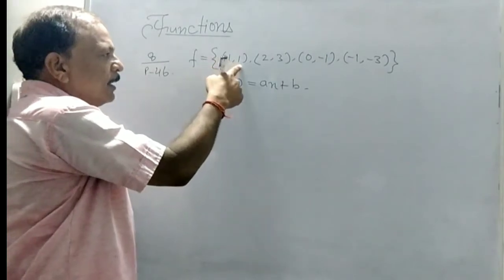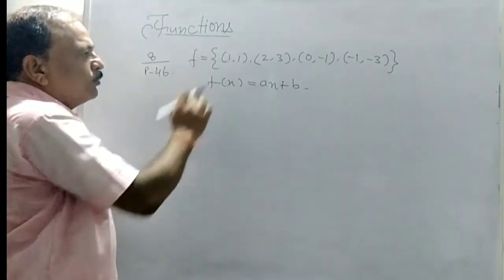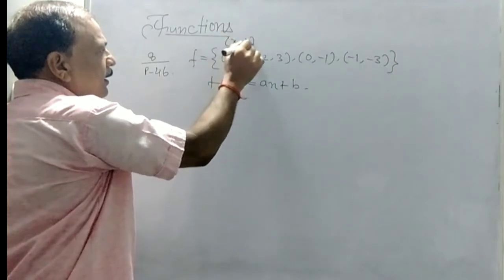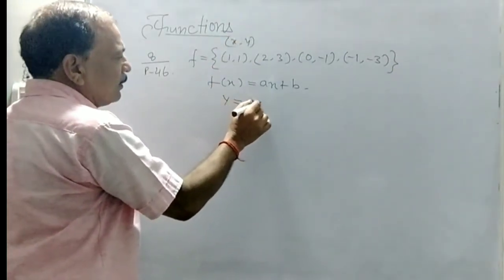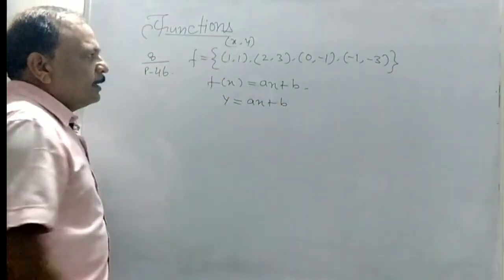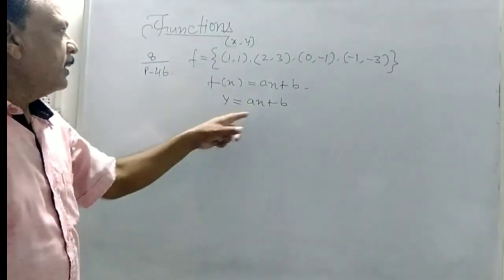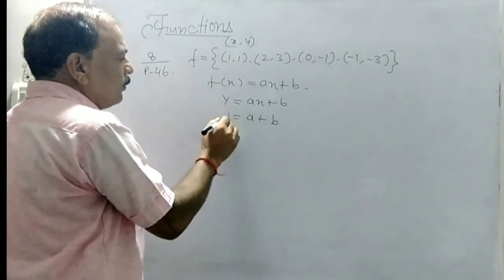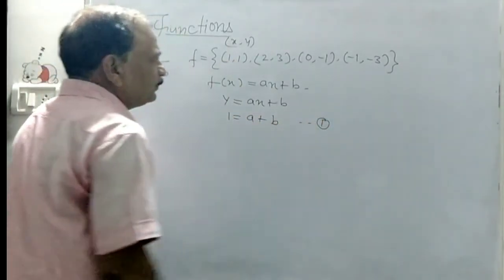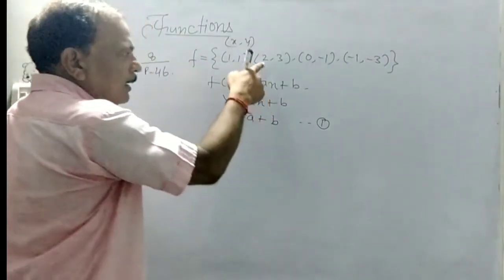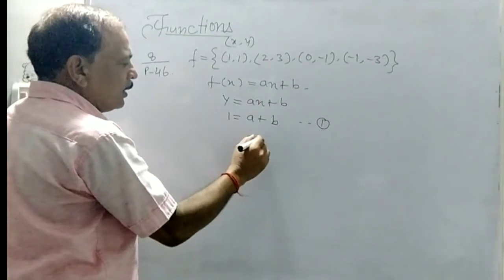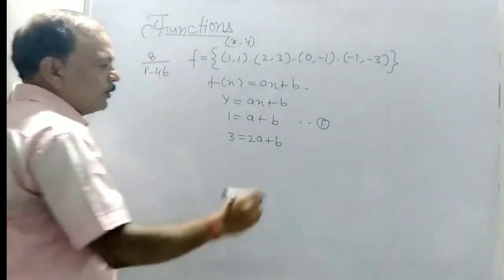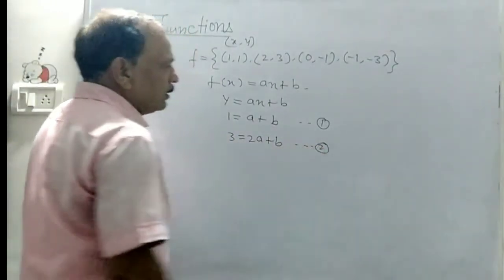यहाँ पहला coordinate x का है, दूसरा coordinate fx का है, यानी y का है. अगर हम यहाँ y लिखते हैं, तो ये हमारा ax plus b हो जाएगा. अगर हम यहाँ x=1 रखते हैं तो ये a plus b हो गया, और y=1. तो ये हमारा पहला equation हो गया. दूसरे में x का value 2 रखते हैं, तो 2a plus b और fx का value या y 3 हो गया. तो ये हमारा equation 2 हो गया.